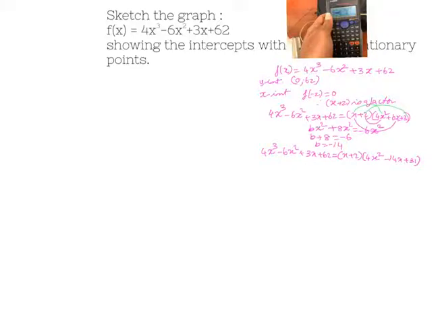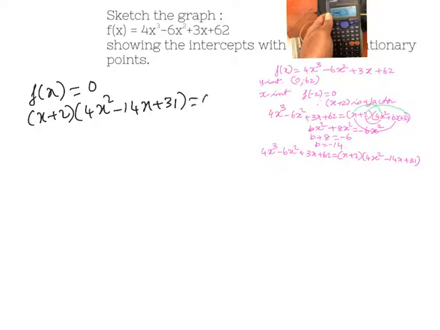I factorize it. Now I have to find the x-intercept. I mean f of x is equal to 0. That means x plus 2 times 4x squared minus 14x plus 31 is equal to 0. I got x is equal to negative 2 or 4x squared minus 14x plus 31 is equal to 0. So I can use my quadratic equation to solve for x. Now I have to solve the quadratic by using the quadratic formula.